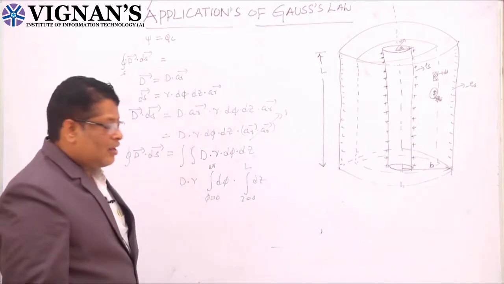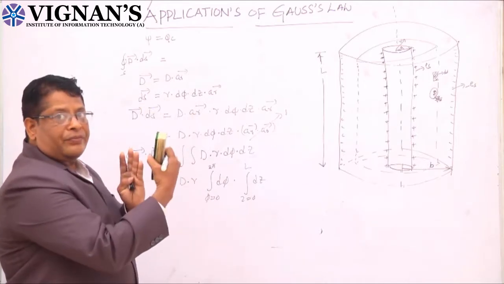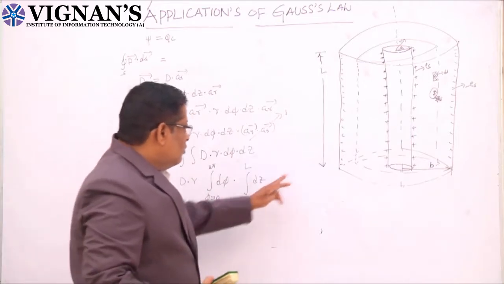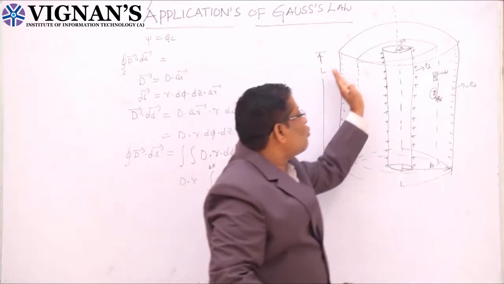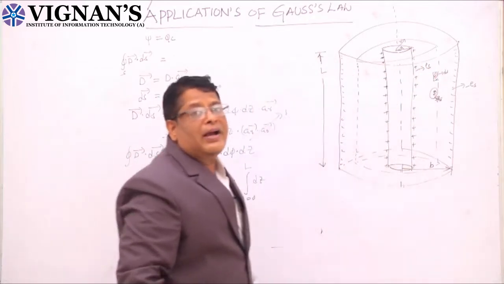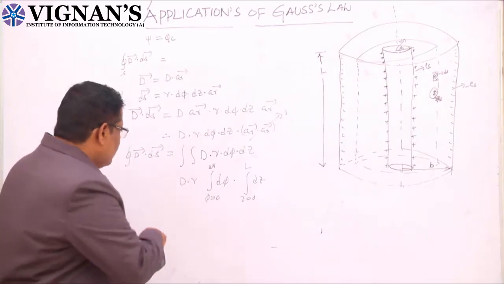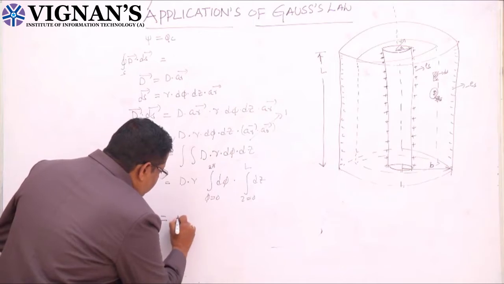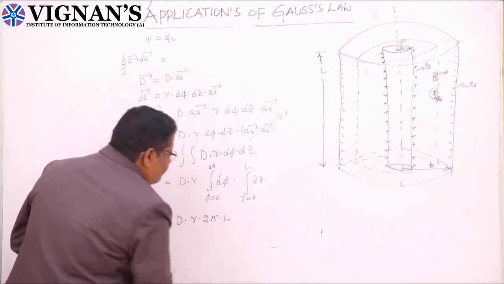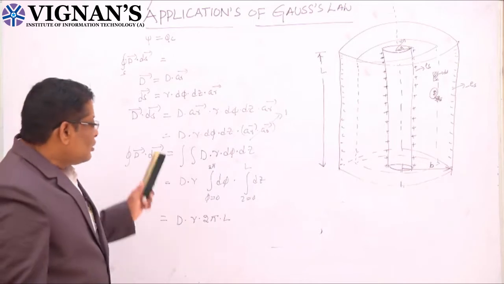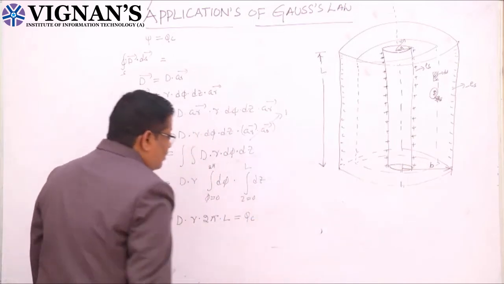Phi changes from 0 to 2 pi, which is nothing but a circle, and length changes from 0 to L. Then only the total Gaussian surface area will be completed. Now this is equal to D into r into 2 pi into L. This is equal to the charge enclosed by the Gaussian surface.